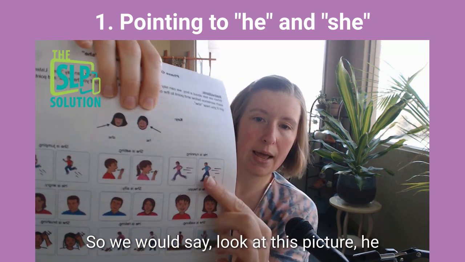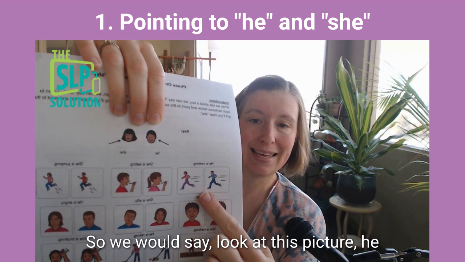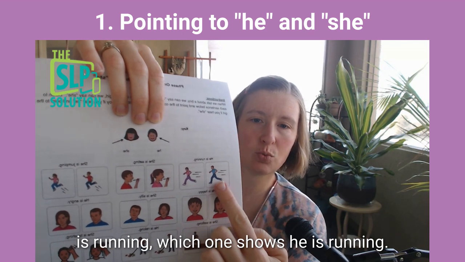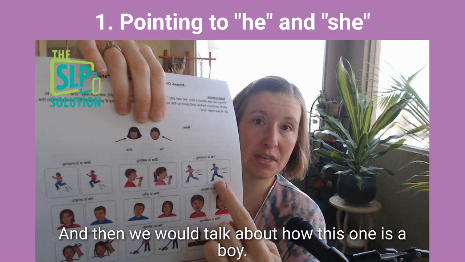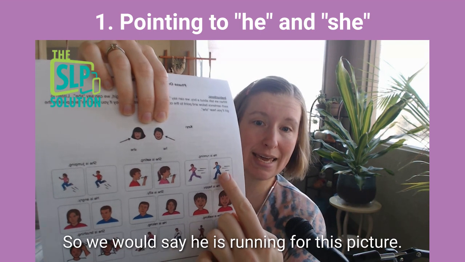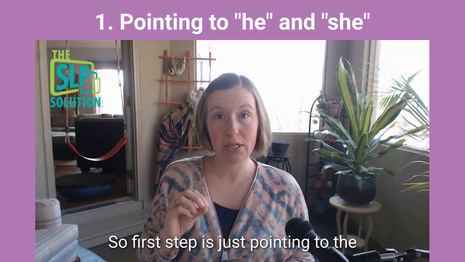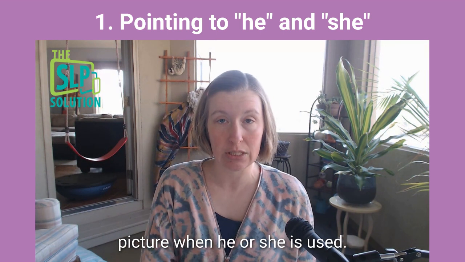So we would say, look at this picture. He is running. Which one shows he is running? And then we would talk about how this one is a boy. So we would say he is running for this picture. So first step is just pointing to the picture when he or she is used.